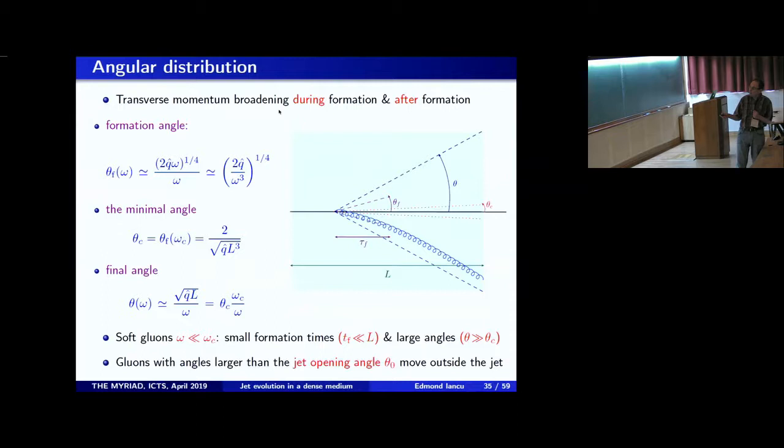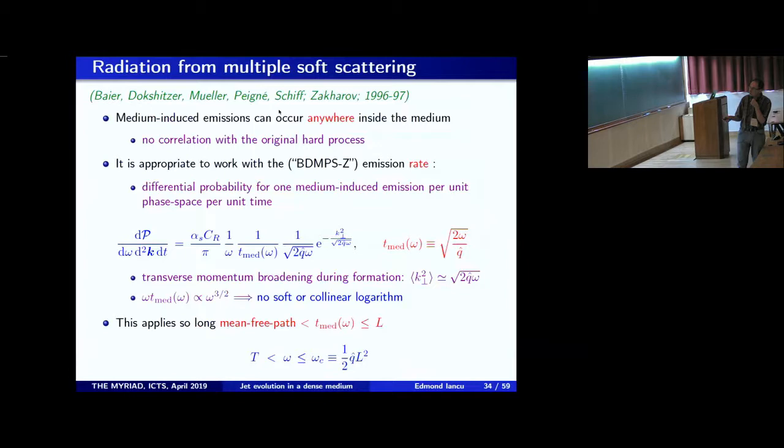So the real angle which matters for the particle distribution is not the formation angle, but the final angle. And typically the formation angle is very small as compared to the final angle, because the formation time is typically much more than the medium size. So to summarize this slide, soft gluons, those with energies much more than omega C, have small formation times. Require that omega C corresponds to the maximum formation time, which is L. But if omega is much more than omega C, then the formation time is much more than L.